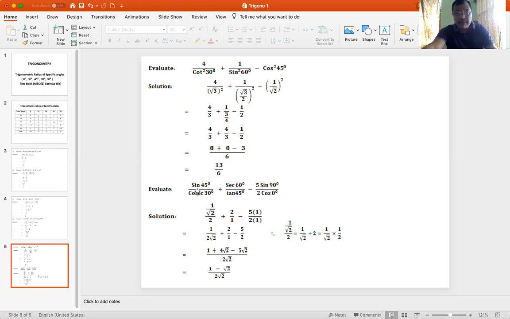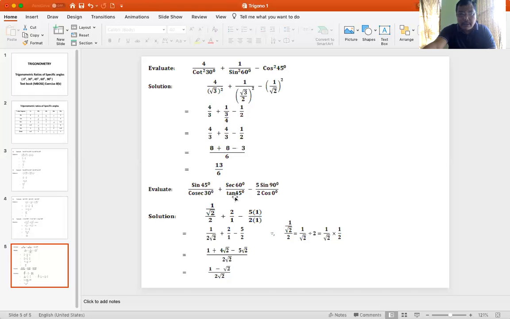Next question, we are to evaluate this: sine 45 degree by cosec 30 degree plus sec 60 degree by tan 45 degree, minus 5 sine 90 degree by 2 cos 0 degree. Now for the solution, we find out the values from the table. For sine 45, we have 1 by root 2, so we write here 1 by root 2. For cosec 30 degree is 2, so we write here 2. Plus, again here from the table, sec 60 degree is 2, so we write here 2.